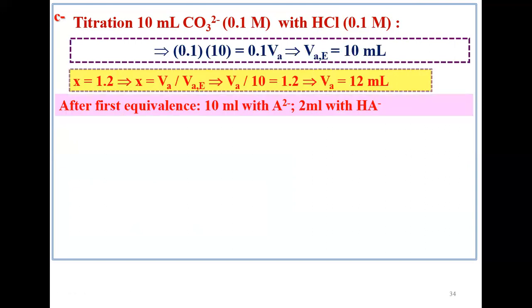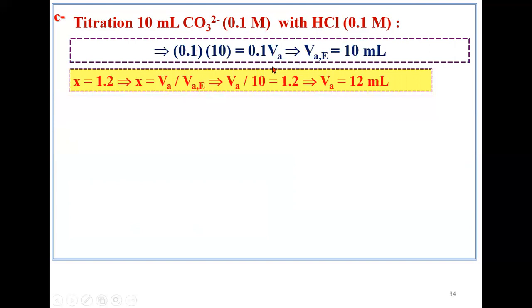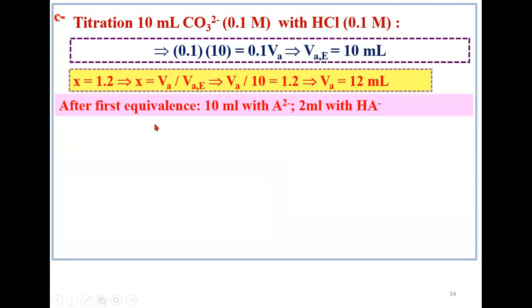So the calculations become easier when it's like that. Get the pH when X equals 1.2. Okay, when X equals 1.2. I'm going to do it the long way, then the short way, okay? At first equivalence, we have 10 milliliters of the A2 minus, 10 milliliters of the acid will react with the A2 minus, and we're going to have 2 milliliters left over to react with the A2 minus.